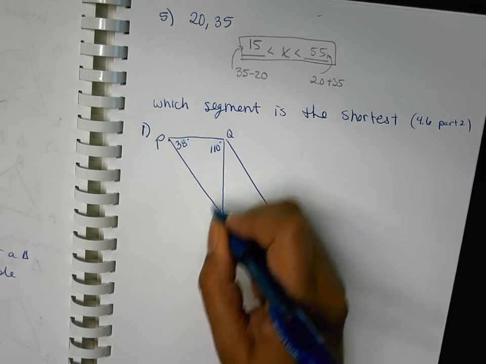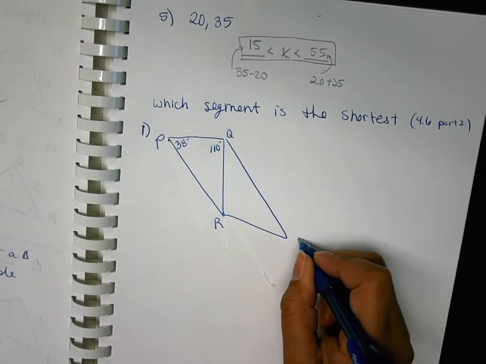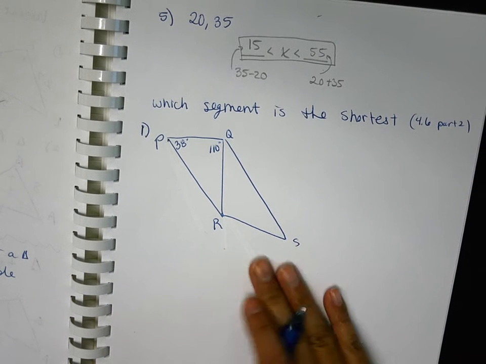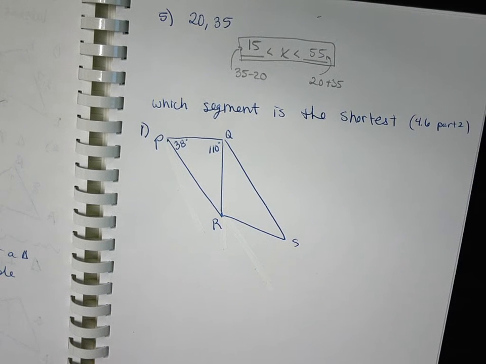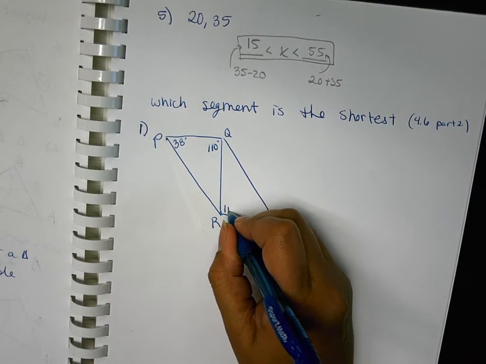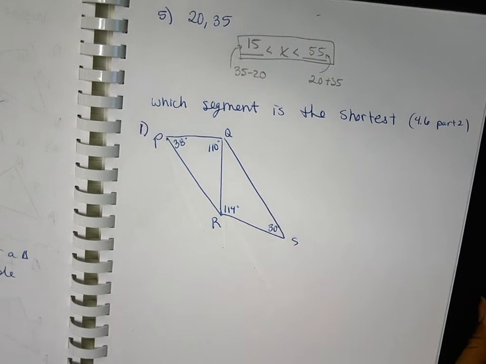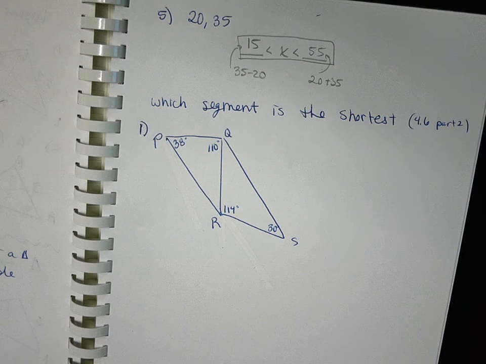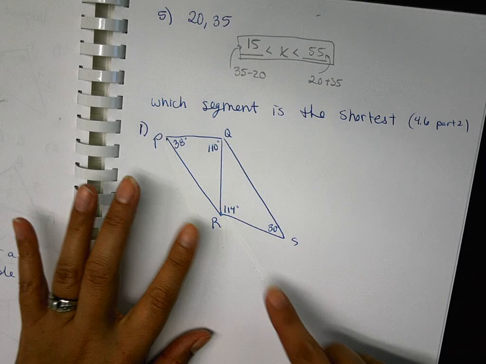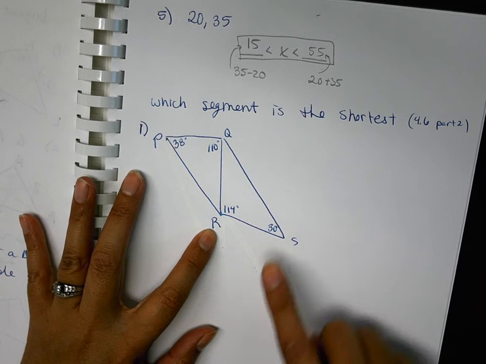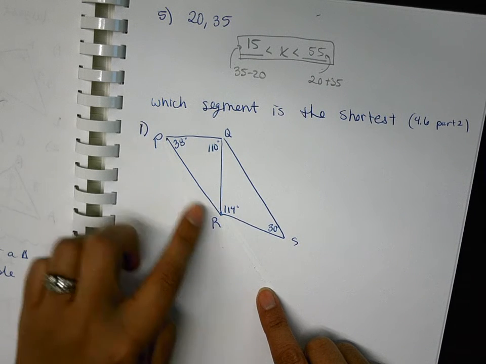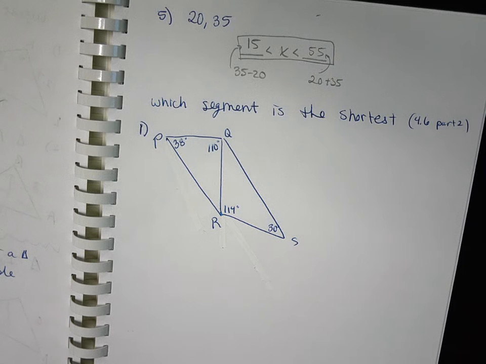P, Q, R, S, and I'm going to give you this is 114 degrees and this is 30 degrees. All right, I want you, there's some calculators out on some of the desks. I want you to find this angle here, RQS, and this angle here, PRQ. Find those two unknown angles now. Quickly.